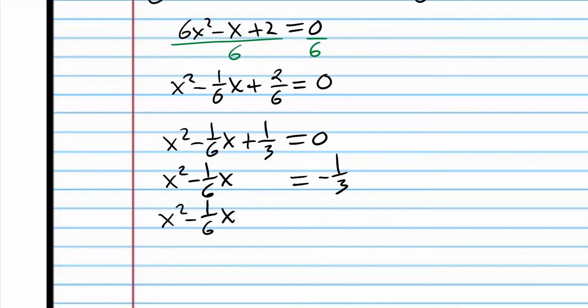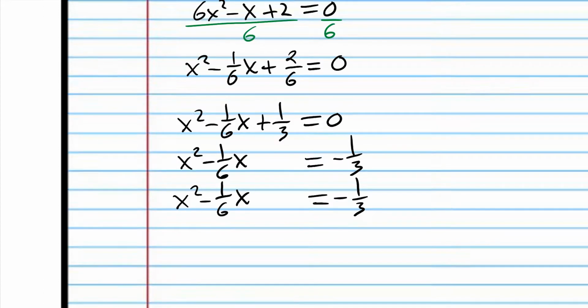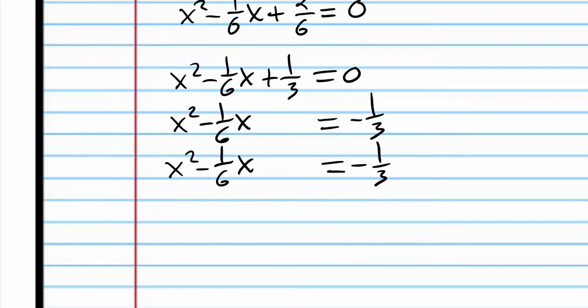And of course, now we're ready to complete the square. And to complete the square, just like normal, you take this number, divide by 2, and you get 1/12. Again, dividing by 2 is the same thing as multiplying by 1/2. So if you multiply this by 1/2, 1 times 1 is 1, and 6 times 2 is 12. So it becomes 1/12, then you square that, and you get 1/144. I know that's kind of a big number, but you can use a calculator if you really need to.